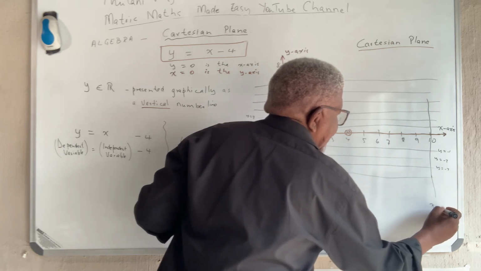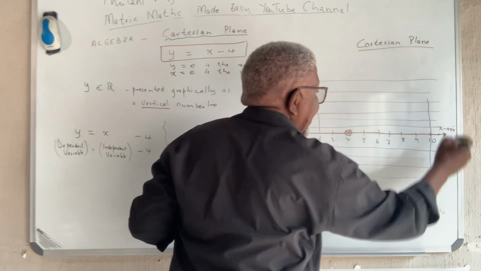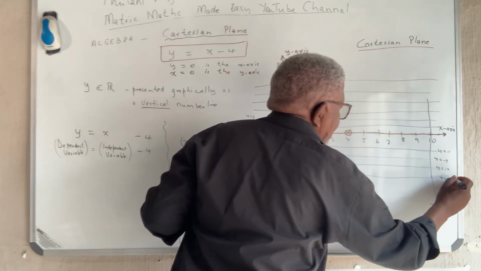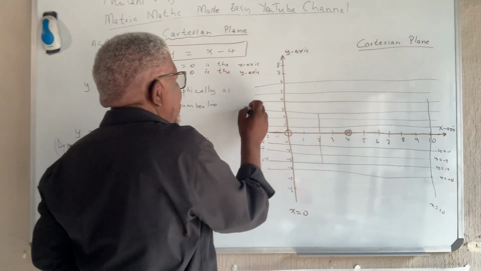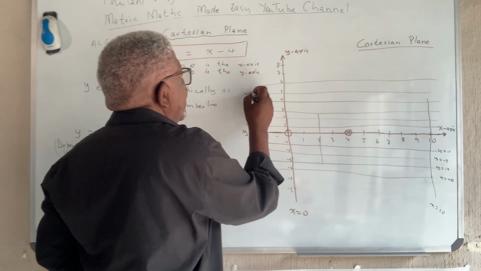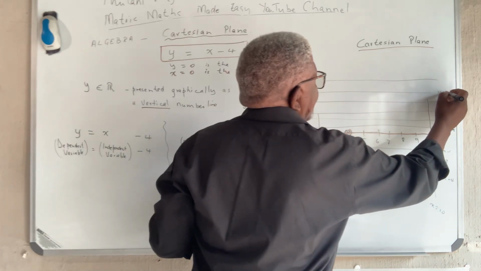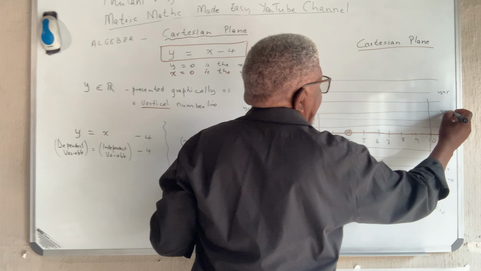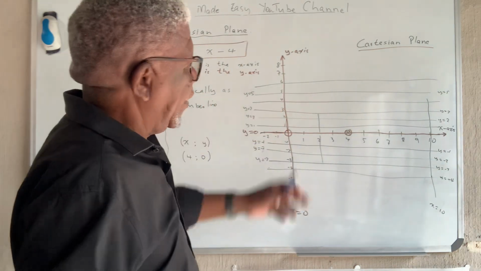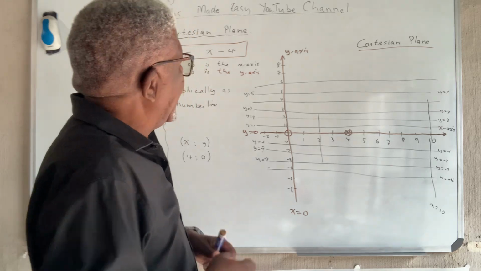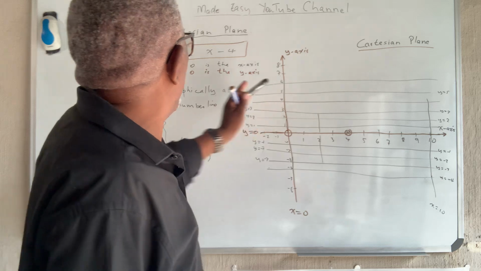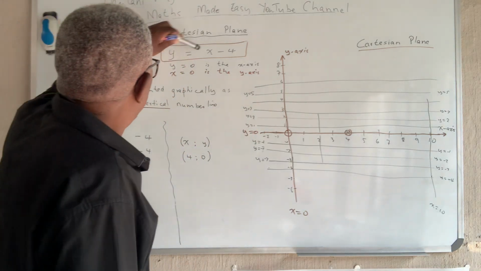x equals 10 is this vertical line. The horizontal line here is y equals negative 4. So here y equals 3, the whole line. y equals 5. y equals 3. y equals 2. So that's how the graphical representation is made of the independent variable x and the dependent variable y. So y is dependent on the value of x.